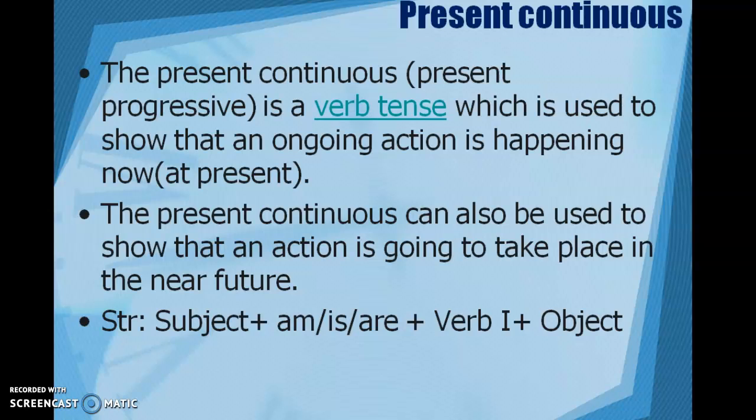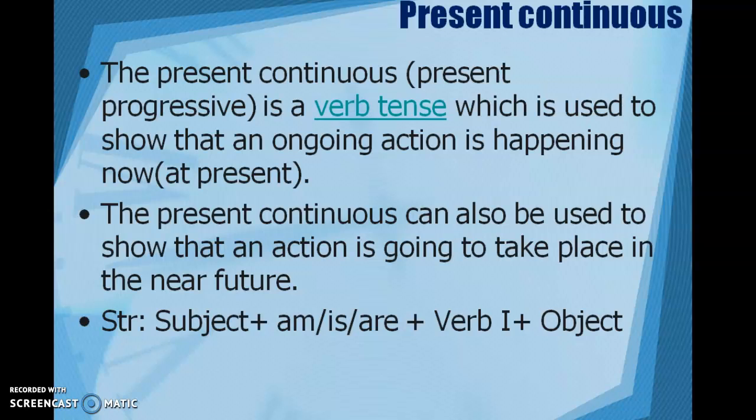The second tense of present tense is present continuous tense. It is also called progressive tense. Present continuous tense is used to indicate an ongoing action that is happening at present. It is also used to describe an action that is taking place at the time of making a statement, at the time of the speaker speaking. It can also be used to show that an action is going to take place in the near future.